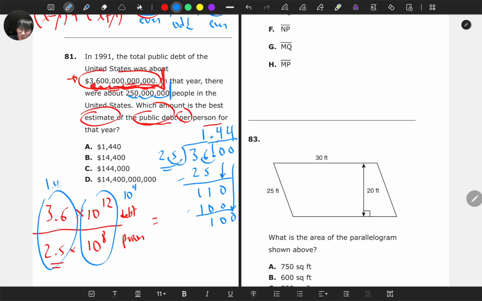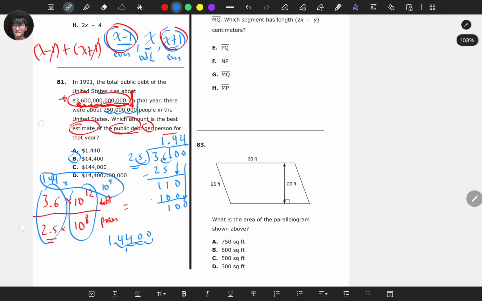So this piece becomes 1.44, and then you do 1.44. This is still a times here, times 10 to the 4th. So 1.44 times 10 to the 4th is, you just jump 4 zeros to the right. So it's 1, 2, 3, 4. So I'm going to put the zeros here, and then you're going to put a comma here after 3. So it's going to be $14,400, which is B. Okay.